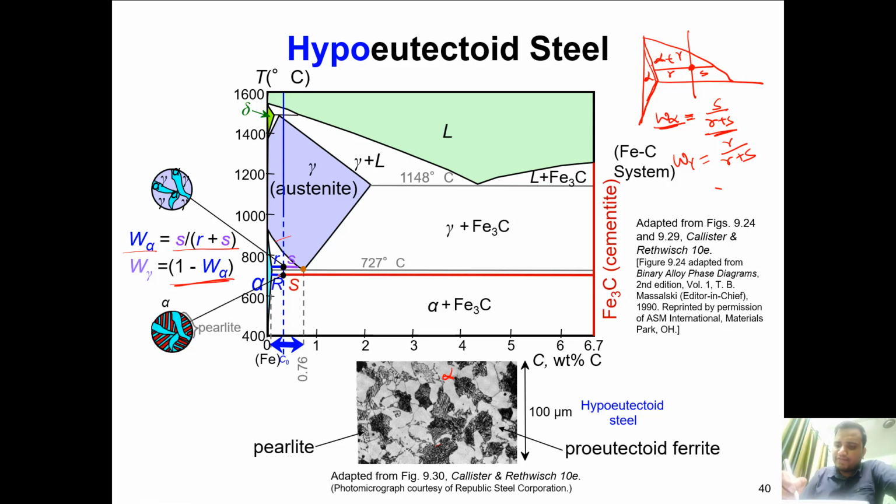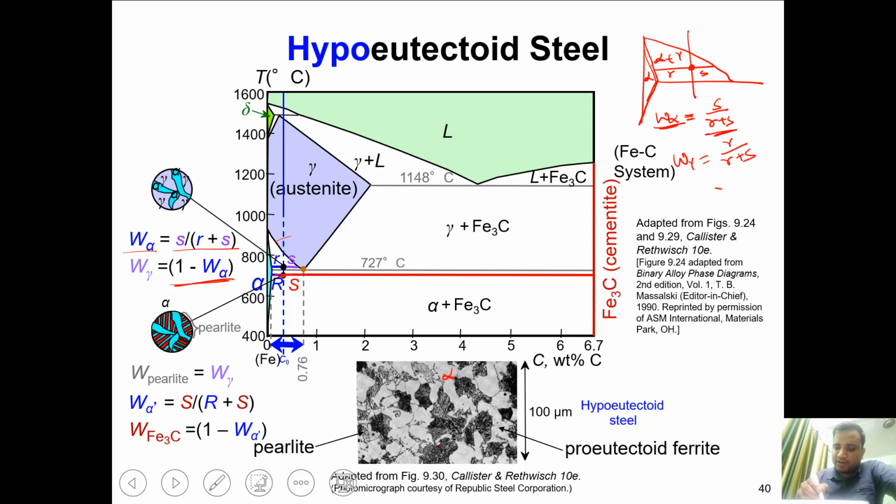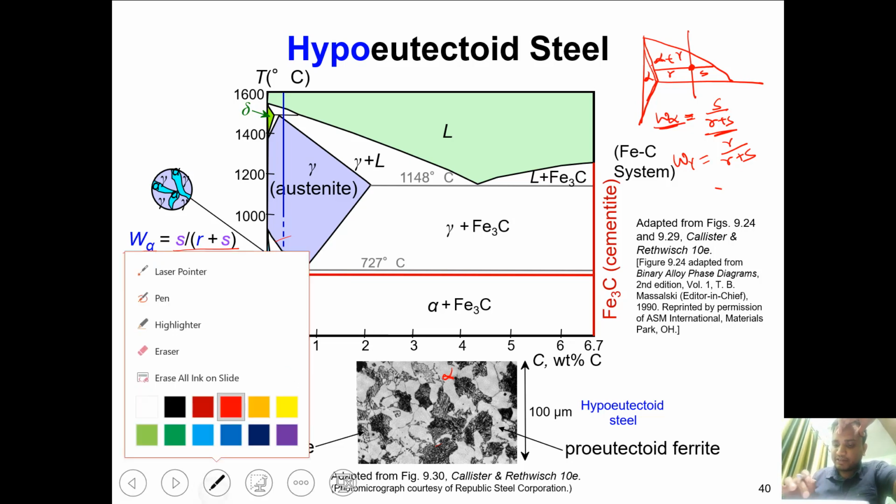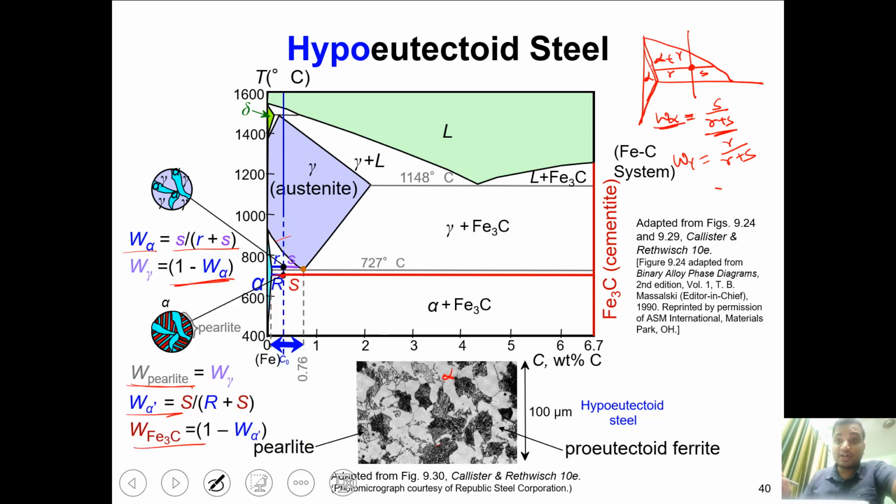Now here, if at this point, what will be the composition of this alpha? Here it is given pearlite, then alpha, then Fe3C. Okay, so here is a trick. Here is a major thing. Suppose the question asks you to find the amount of pearlite, then we know that at this point only the pearlite forms, right? So we'll take the tie line up to only here.